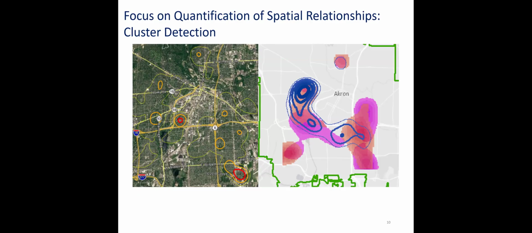Oftentimes they'll show up as hotspots or clusters, not because there's something going on at the community level, but just because you have a lot of people in a building or in a very small area. So that can result in clusters. So you have to be very careful in probing these clusters that are created through these quantification approaches.